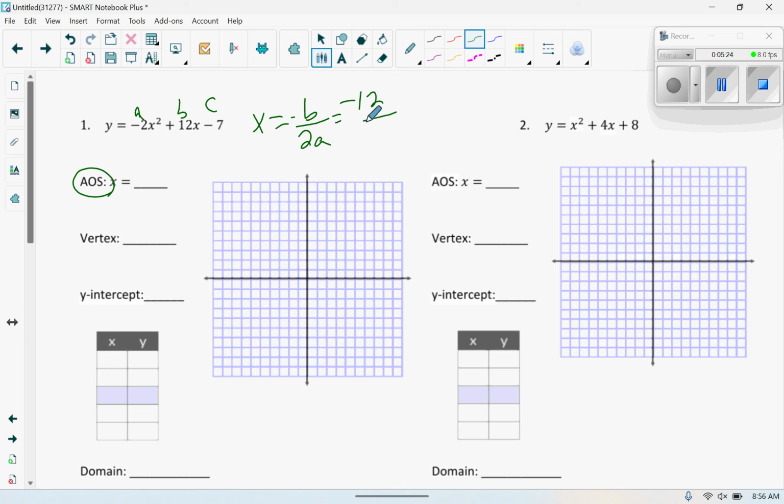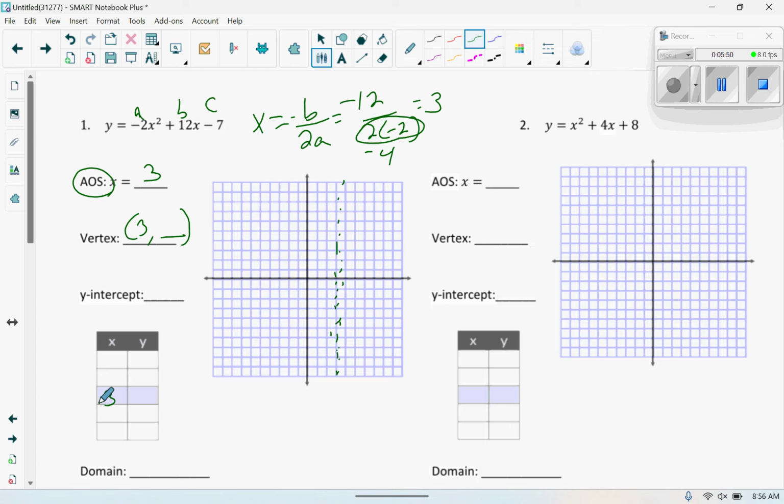So negative 12 over 2 times negative 2. This is negative 4. So negative 12 divided by negative 4 is 3. So our axis of symmetry is 3, and that's where I'm going to start. So right there. Sorry, that looks bad. I also know that our vertex is on 3 something, so that's going to go in the middle, right there.